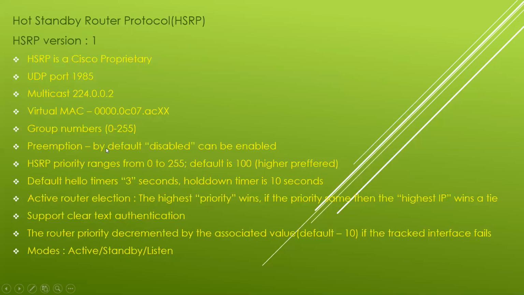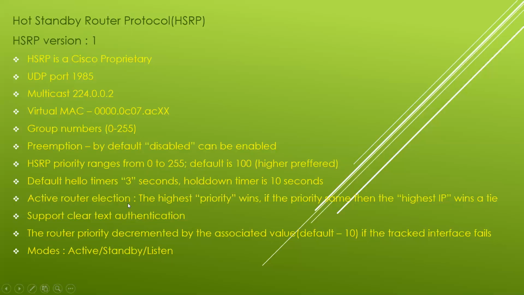Preemption is disabled by default but can be enabled; you just need to give the preempt command. That's it. HSRP priority ranges from 0 to 255. Default is 100, and the highest is preferred. The default hello timer is 3 seconds: every 3 seconds the active router sends hellos. The hold down timer is 10 seconds.